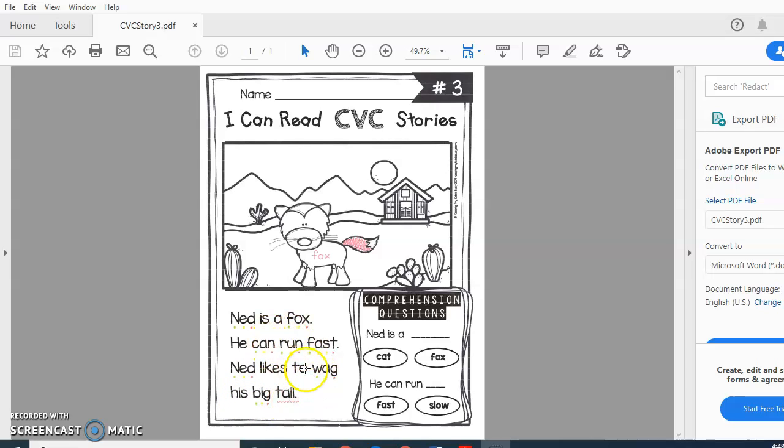All right, so we read the story. Let's go over and look at our questions. Here's that word Ned again. Ned is a, what was he again? I'm going to let you answer that one and choose the correct answer. And let's look at the second one. It says he can run something. How can he run? They told us in the story how he can run.